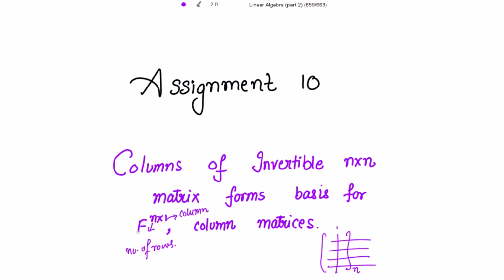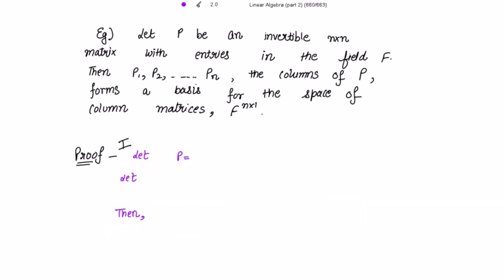This is the space, like V is a vector space. So this is your space having F^(n by 1) column matrices. This we need to show, right? The complete example is: let P be an invertible n by n matrix. Now what is an invertible matrix? The matrix whose inverse exists, right? So let P be an invertible n by n matrix with entries in the field F.